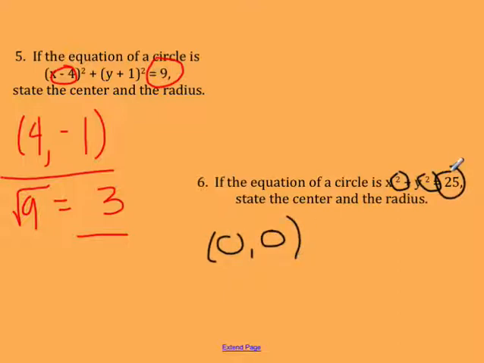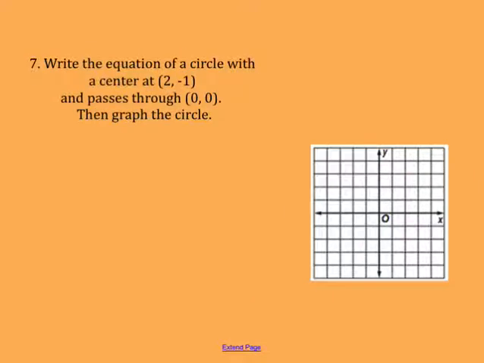Then we want to take the square root to find our radius. The square root of 25 is just 5. So our center is at (0, 0), and our radius then is 5. Next, let's take a look at number 7.